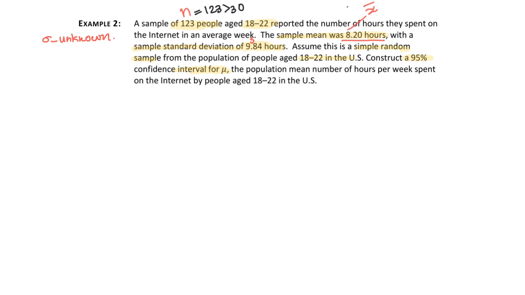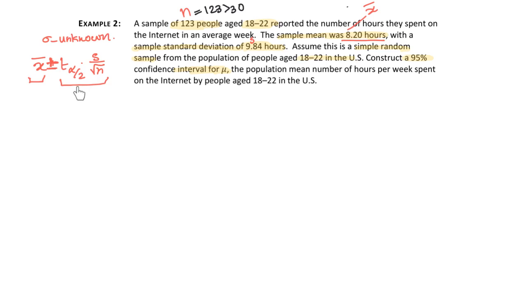So the interval will be point estimate plus or minus t alpha over 2, the critical value, times s over square root of n. So this is the margin of error. So point estimate plus or minus the margin of error. So in this we know x bar, we know n, but we don't know the critical value. So we need to find the critical value.